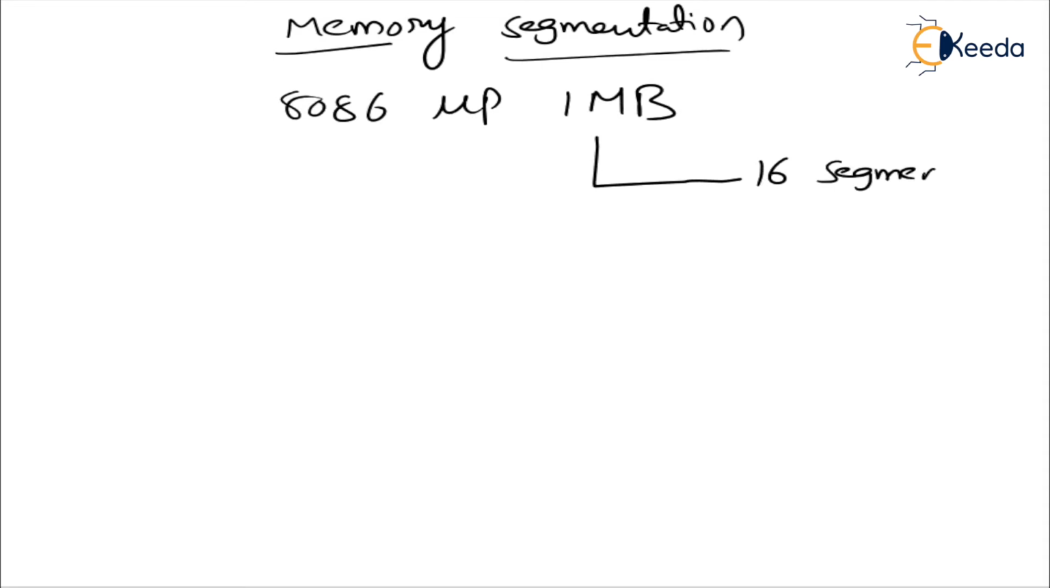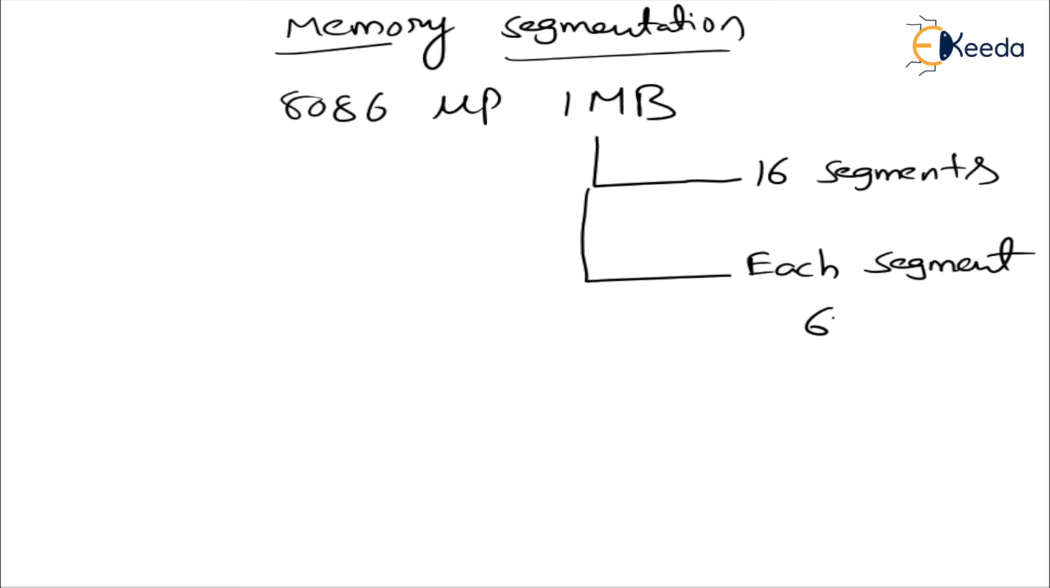Now, our 8086 microprocessor divides 1 MB memory into how many segments? It is divided into 16 segments. So why are we dividing into segments? In order to execute the instructions, fast execution. So each segment size is how much? 64 kilobytes.